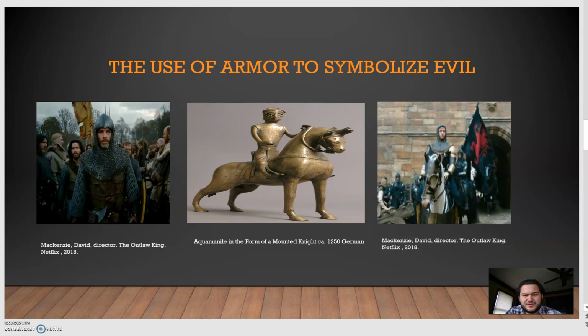And next I'll talk about the use of armor to symbolize the good and evil in the movie. So to find period correct pieces of armor is pretty difficult in this time, but I found this statue called Akomanli in the form of a mountain knight from Germany. And here we could see a knight riding on a horse. It's not very clear, but he has chainmail armor on with a tunic covering it, and then a helmet on, which is pretty standard for this time.